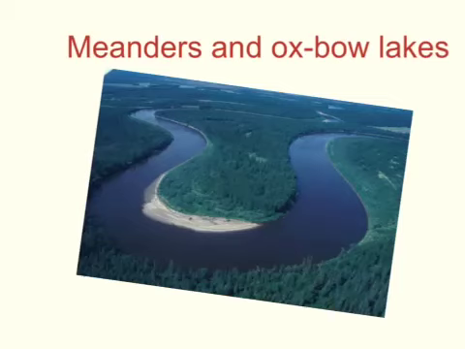This is a video about meanders and oxbow lakes. In a river, the water never flows smoothly. It tends to move around in a sinuous path. The area of fastest current in a river is known as the thalweg.